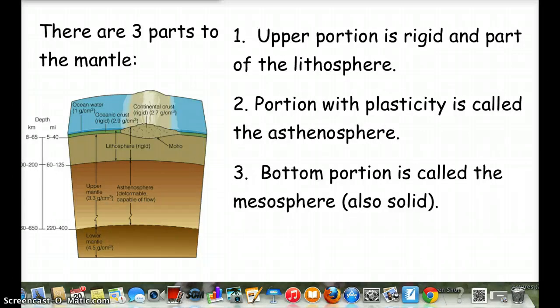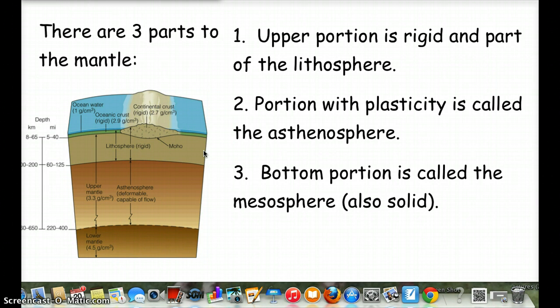So let's talk about the mantle. And the mantle is split up into 3 different parts. The first part is the upper portion. It is rigid and it's part of the lithosphere. If you look at the picture here, this part represents the lithosphere, and it is made up of the oceanic and continental crust and the upper part of the mantle. So again, this part of the mantle, the upper mantle and the crust, makes up the lithosphere.